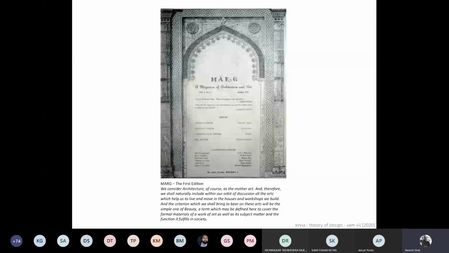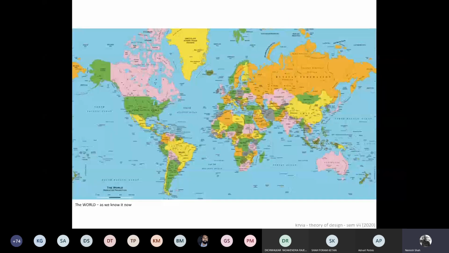And if you see the contributing editors, there are certain names which will come later, and that's why I'm showing this also. And this was the world as it is today, all the countries that we have.